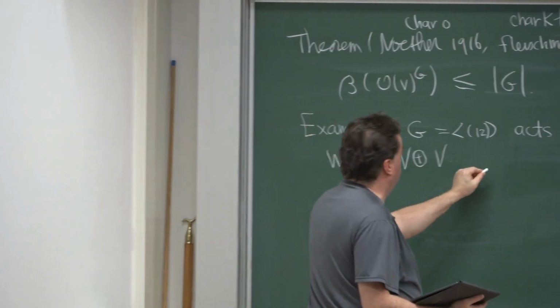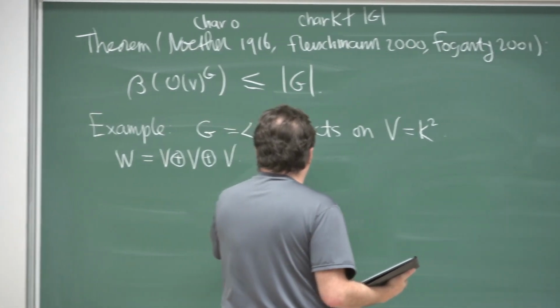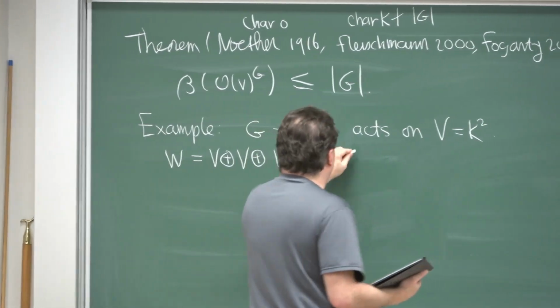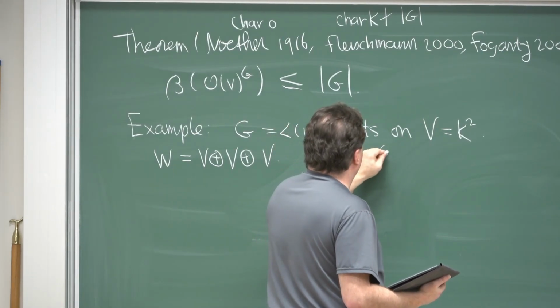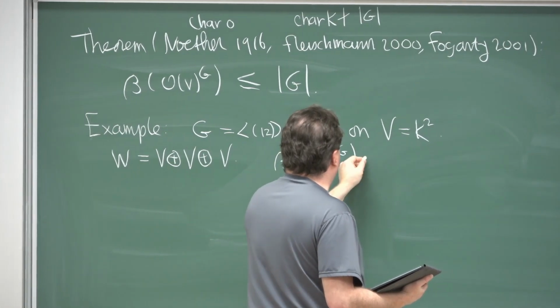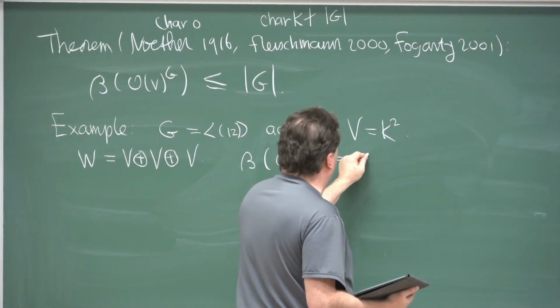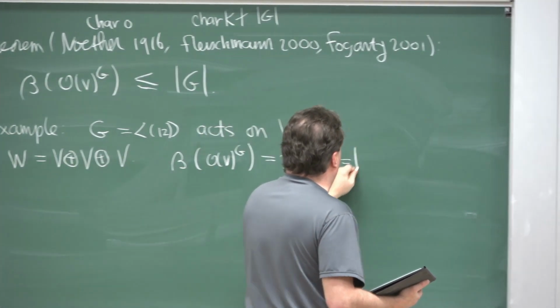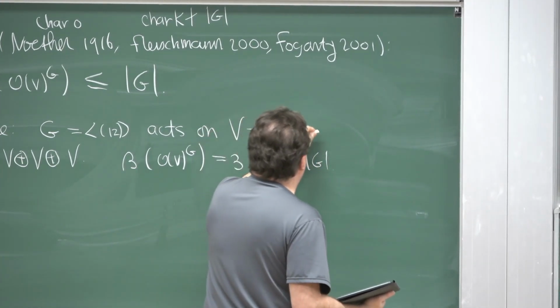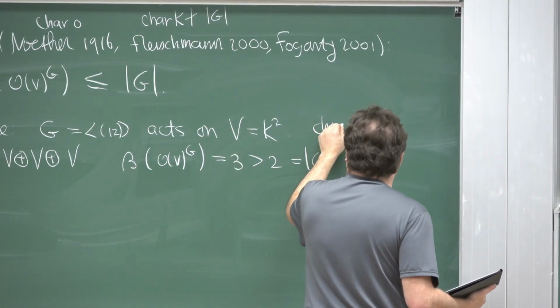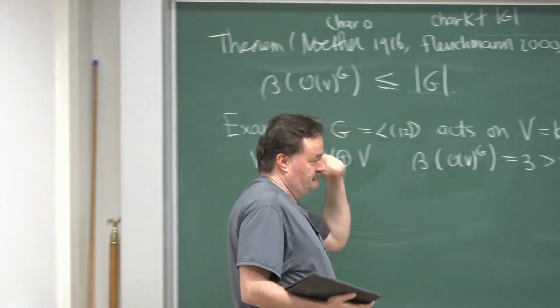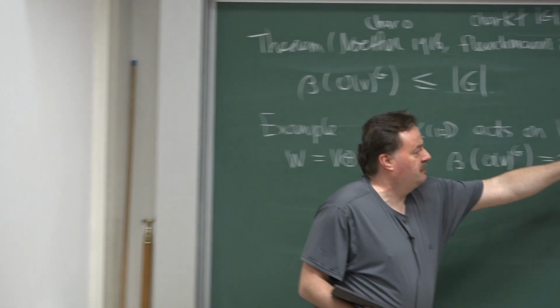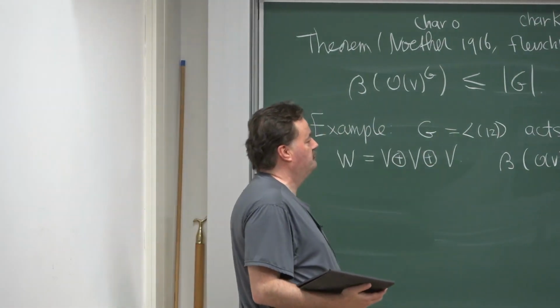Okay, so then in this case, invariant ring, the bound is actually equal to 3, which is more than 2, which is the group order in this case. Oh yeah, and I should have said the characteristic of K, we take it to be equal to 2, right? So you see in this case, the characteristic divides the group order.